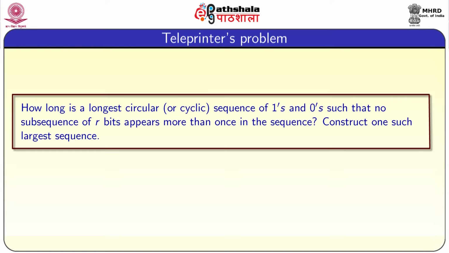So now another problem is the Teleprinter's problem. It asks how long is the longest circular or cyclic sequence of ones and zeros such that no subsequence of r bits appears more than once in the sequence. Construct one such largest sequence.